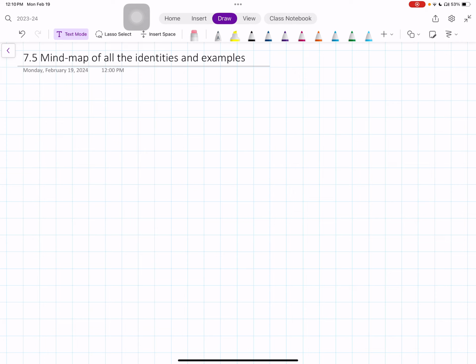The main identity in section 7.5 that we are working with is the Pythagorean identity. We're going to start that right in the middle of the screen. So get in OneNote or just a piece of paper. It could be done anywhere. Let's start off with your main Pythagorean identity, and that is cosine squared theta plus sine squared theta is equal to 1.